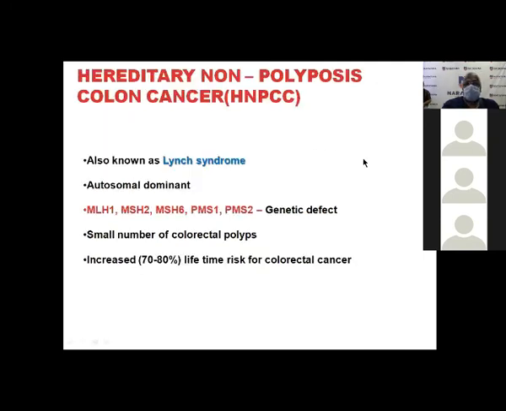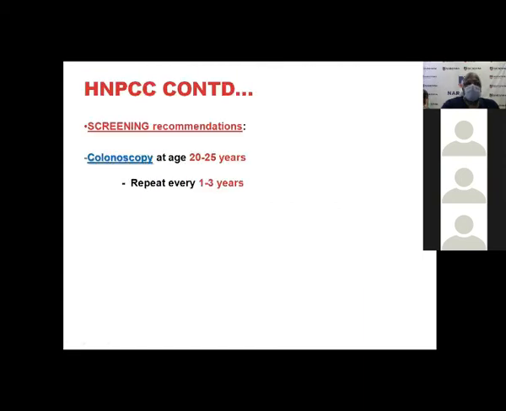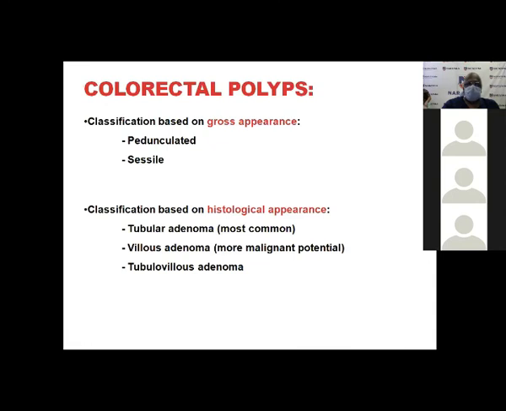Hereditary non-polyposis colon cancer is called Lynch syndrome, autosomal dominant. These are the genetic defects: MLH1, MSH2, MSH6, PMS1, PMS2. I cannot even remember. We'll send you the PPT, you write it in your exam after memorizing it. Smaller number of colorectal polyps. Lifetime risk of colorectal cancer is 70 to 80%. We start colonoscopy at 20 to 25 years of age. Repeat every 1 to 3 years. That's the follow-up screening recommendation.